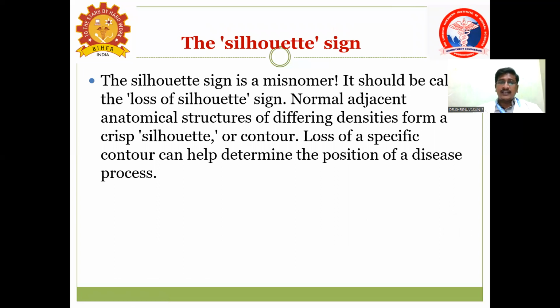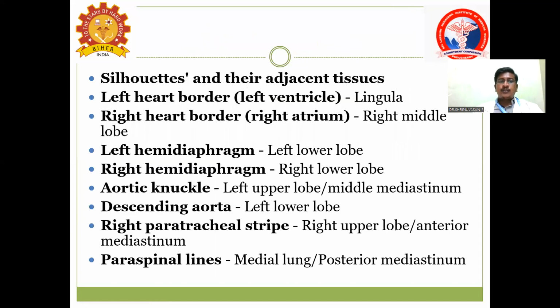So what do you mean by silhouette sign? Actually, I told you before, silhouette is nothing but a misnomer. It actually means loss of silhouette. So whenever there is loss of normal contour, only then do we call it a silhouette sign. It helps to localize the disease pathology, from nearby which structure it comes. So whatever structure is silhouetted here, that means there is a pathology in the adjacent structure.